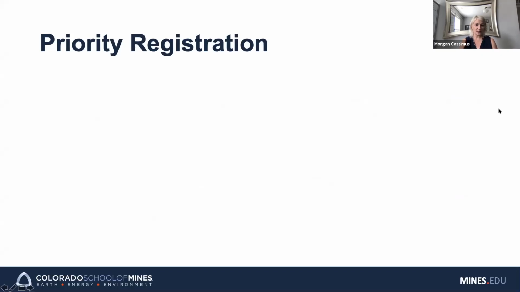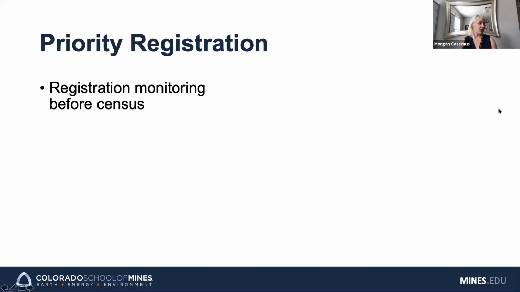Perfect. So next I'll talk about our priority registration. Our priority registration is our process for monitoring registration of students before census. So this is how many students have registered, how many courses they are taking, what the credit hour is, what the full-time equivalency is, all of these different things. And we really decided to make the priority registration dashboard because we wanted to get rid of a manual process.